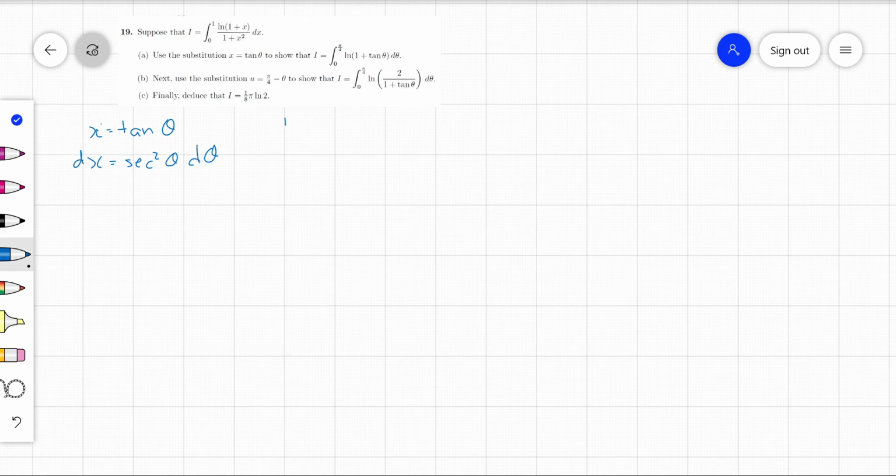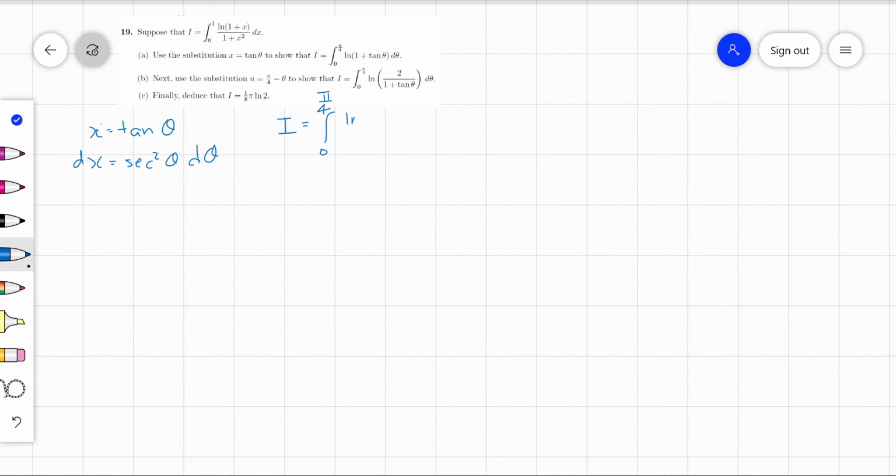The integral will be, so it was 0 to 1 for x's. So x equals 0 when we have tan 0, and x equals 1 when we have tan pi on 4. So we're going from 0 to pi on 4 now.